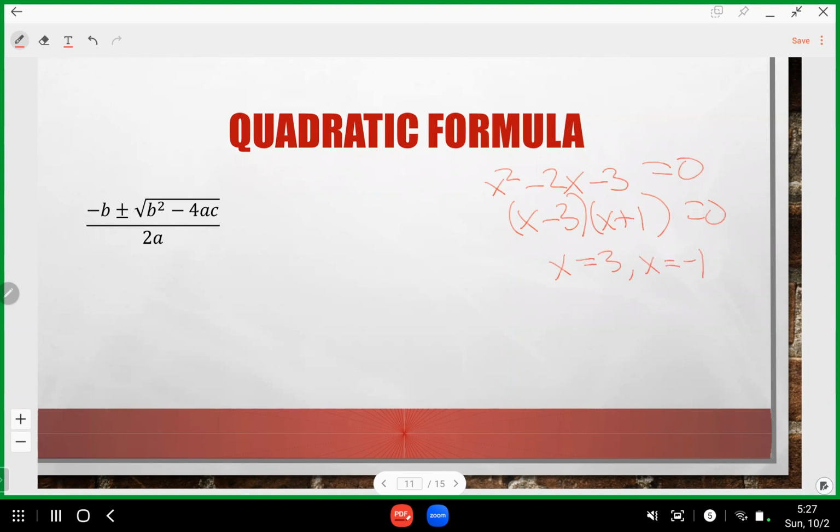But what if you have something like x squared minus 2x minus 2? You cannot factor this. This is not factorable, obviously. Right? So it's not factorable. Then what can you do? You have to use another method called the quadratic formula. All right? And this is the quadratic formula. Negative b plus or minus square root of b squared minus 4ac, over 2a, all right? And that is the quadratic formula.